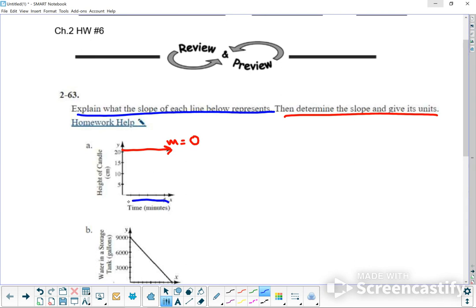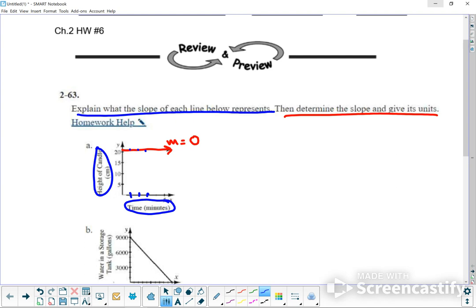This is in time, which is in minutes, and this is the height of a candle. So that means that this candle doesn't change, right? So at 1 minute, it's 20. 2 minutes, still about 20. 3 minutes, still 20. So the slope represents the change in the height of the candle, right?